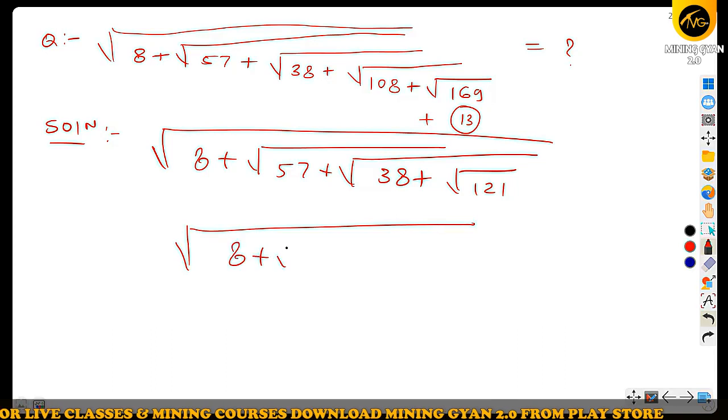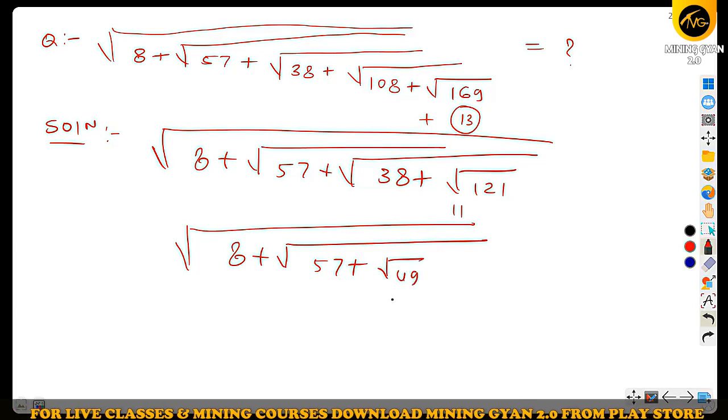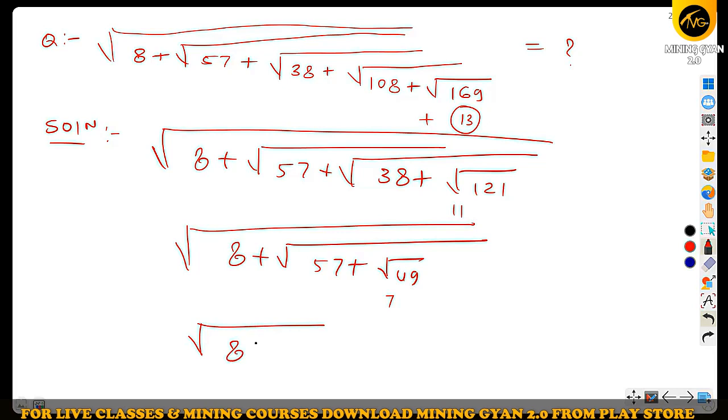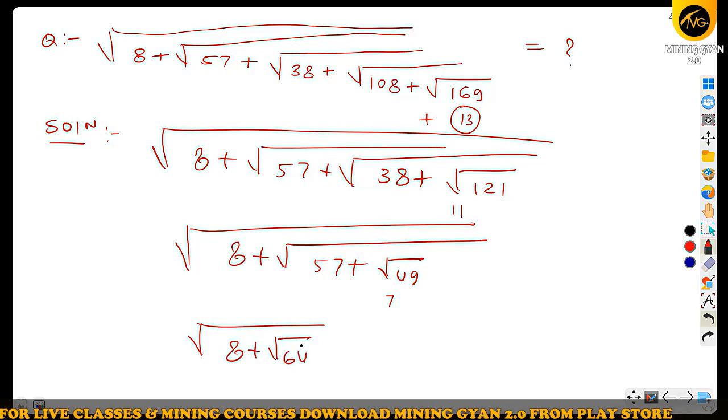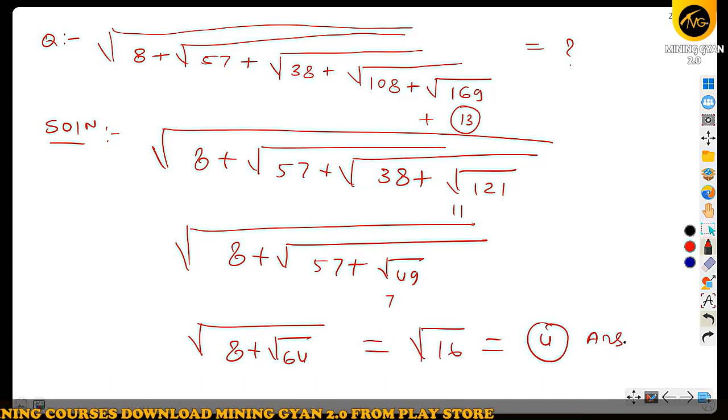Now 8 plus root over 57 plus 38 plus 11, that means root over 49. Again 49 is the square of 7, that means 7 plus 57 is equal to 64. So 8 plus 64, root over 64. 64 is the square of 8. So 8 plus 8 is equal to 16. So again the answer is 4. Is it clear?